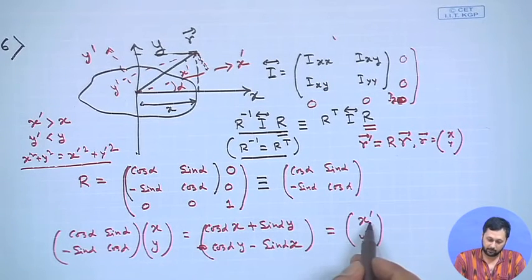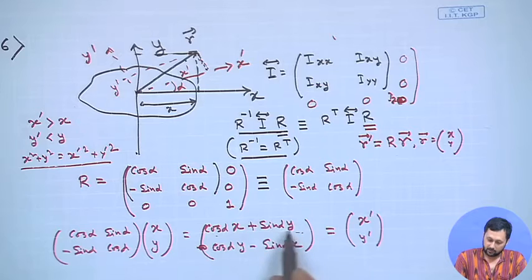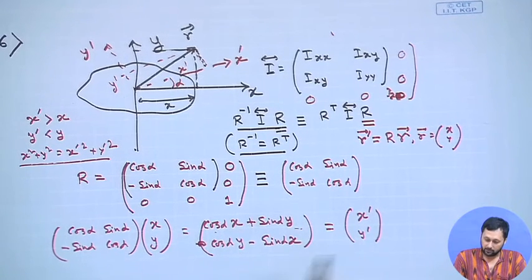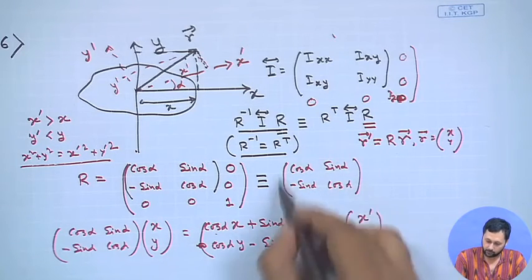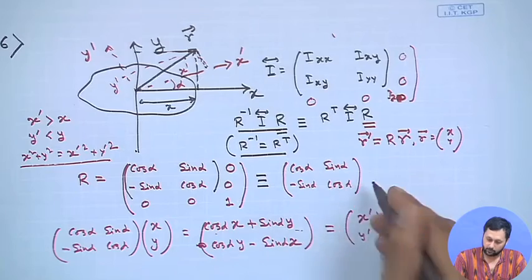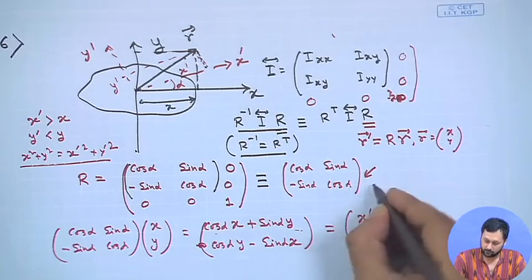So you see that x prime has increased in length and y prime has reduced in length. So that actually proves that this is a proper transformation or rotation matrix. Okay, so this is good.